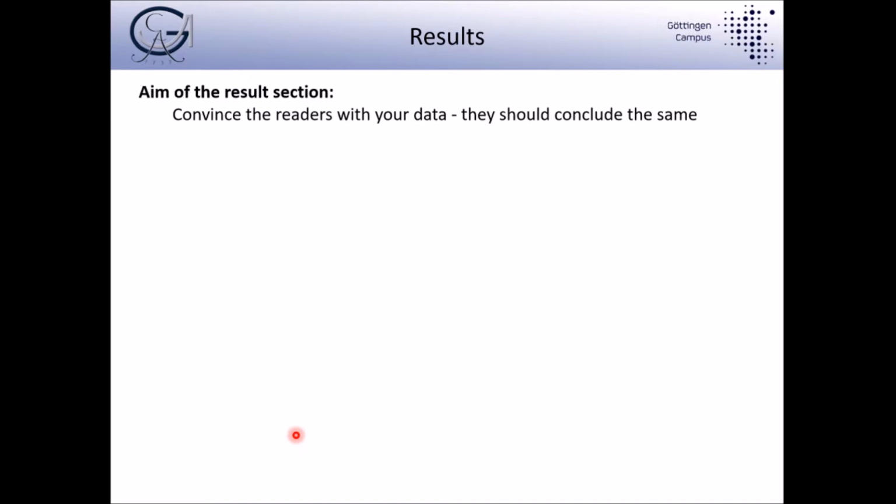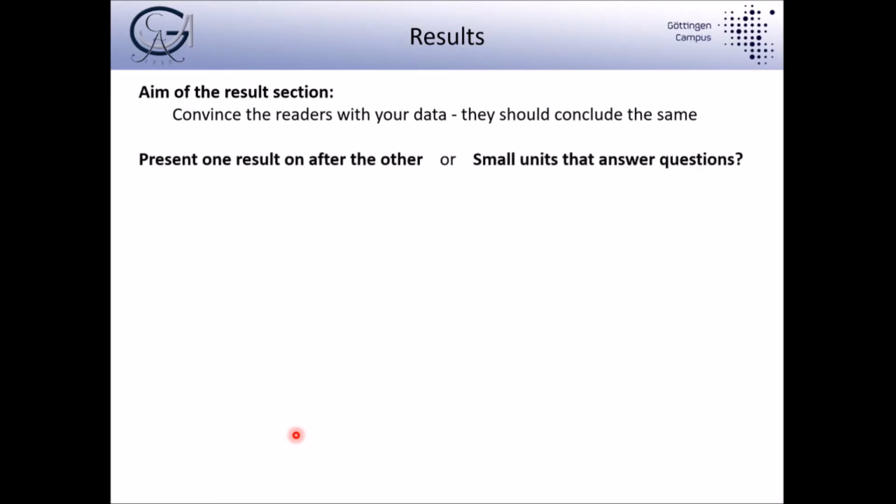So the aim of the results section is that you convince the reader with your data. They should come to the same conclusion as you did when they have seen all your data. But how should you structure that?